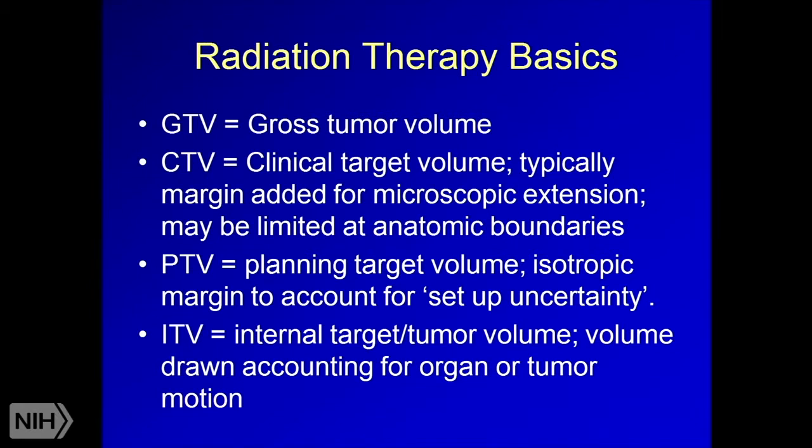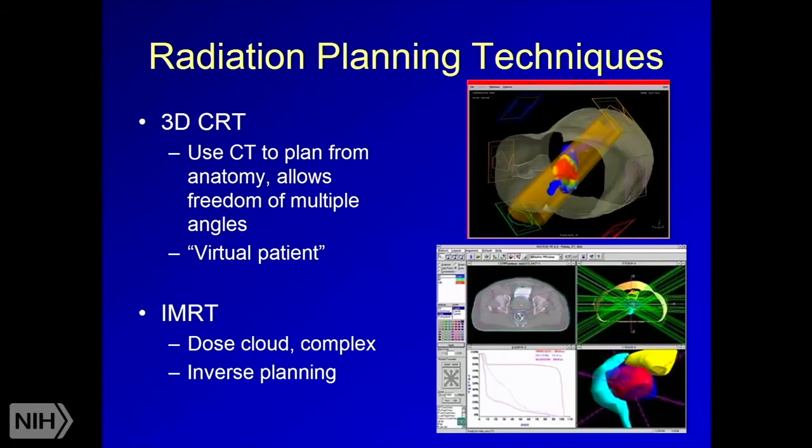We certainly know that at a microscopic level, what we see on the CT may not exactly correlate with what's in the patient. We then talk about something called a PTV, or planning target volume, which is an isotropic margin that will account for setup uncertainty, and also an ITV, or internal target volume. We can draw this based on tumor motion with respirations. So we have the ability to do what's called a 4D CT scan, where we can trace respiratory motion for patients.